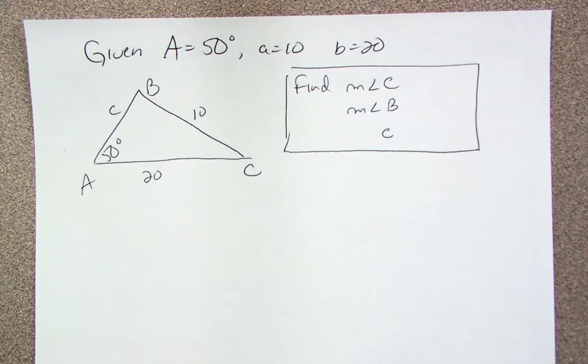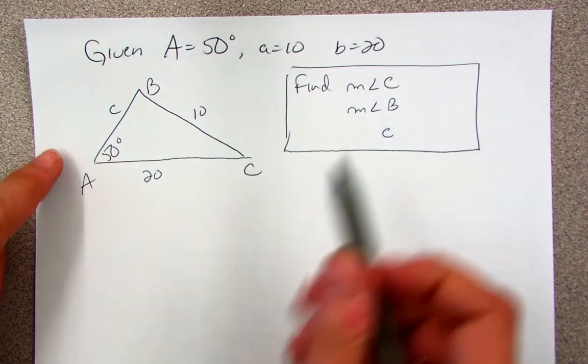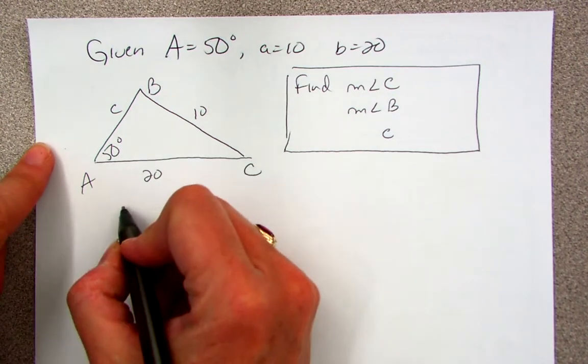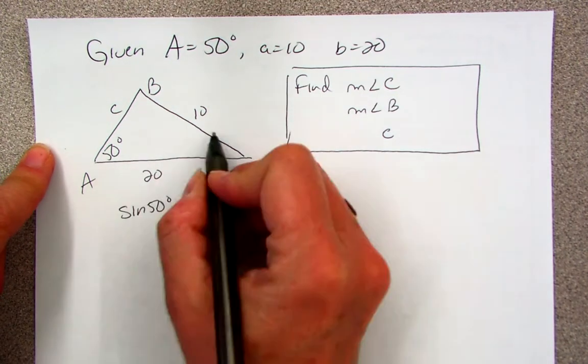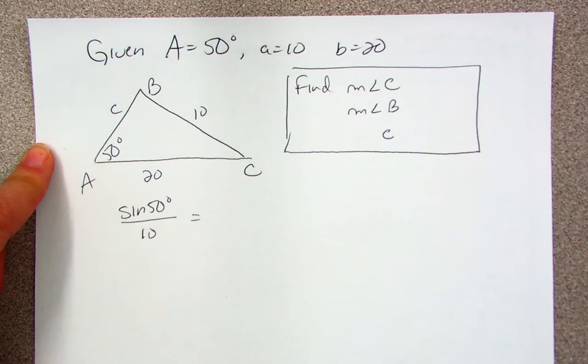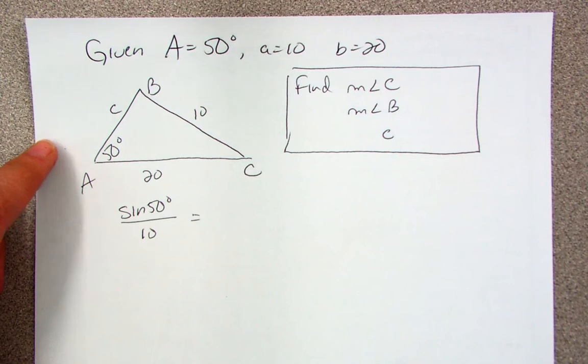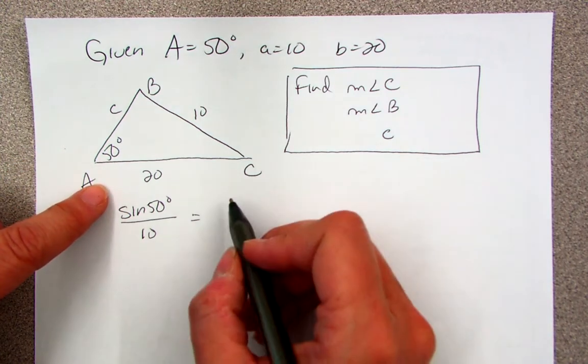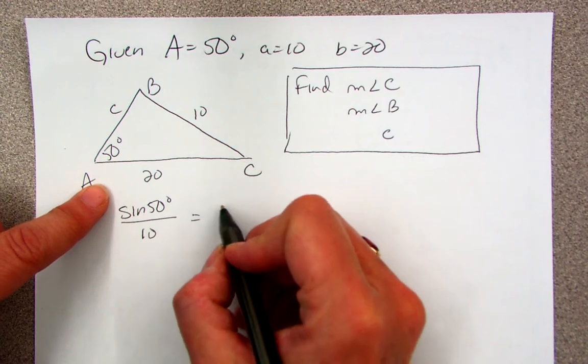So I guess I just need to start because I can't find the angles right now. I have a complete ratio of A's. So sine of 50 degrees over 10. Use the ratio of the A's. Oh, I don't know. Can I even do C's? No. I guess I better do B's. Let's do B's.